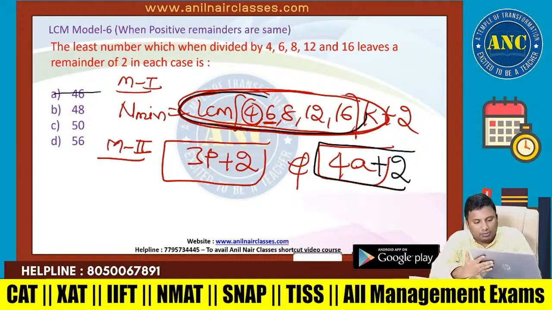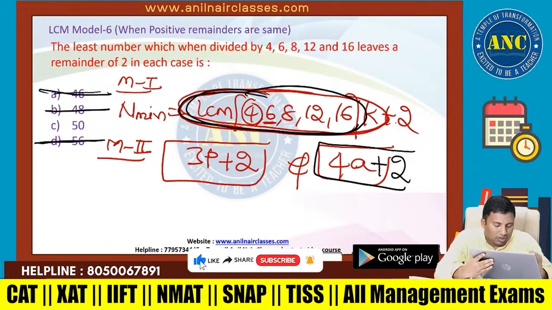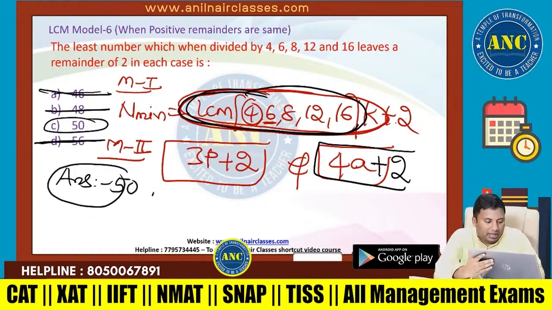This is divisible by 4 plus 2. This is divisible by 3 plus 2. This is divisible by 3. This is 3 into 15 plus 1. This is out. 4 into 14, these are out. Only answer is 50. Only answer is 50. Again I am explaining.